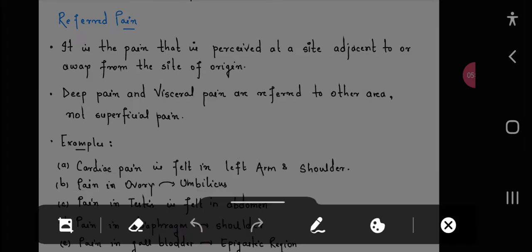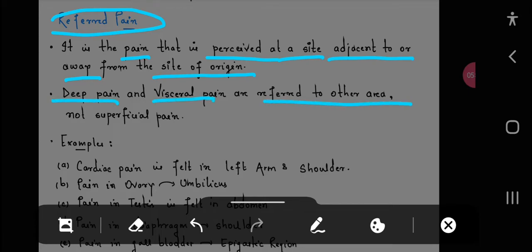Referred pain. It is pain that is perceived at a site adjacent to or away from the site of origin. Like, as you know, gallbladder pain is referred to the right shoulder. Deep pain and visceral pain are referred to other areas, not superficial pain.